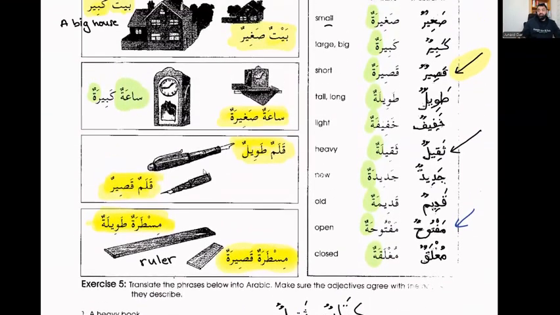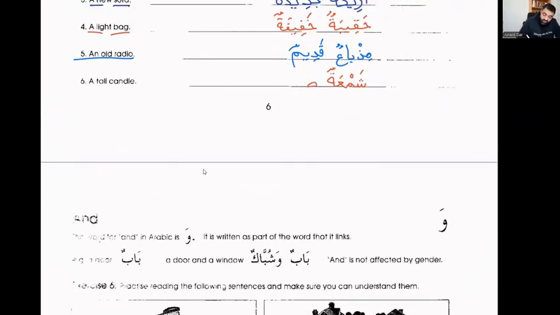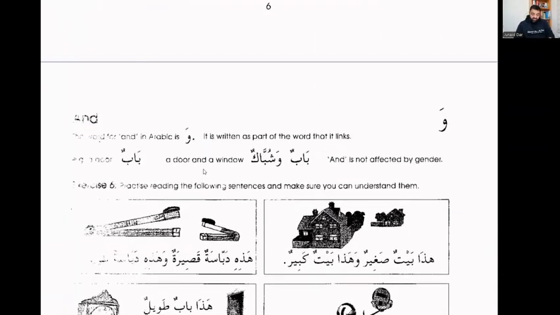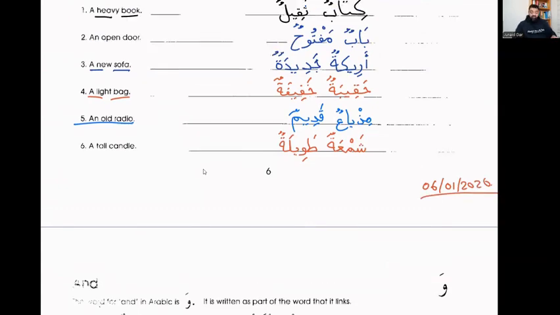Let's get the right one. طويلة. Excellent, mashallah. Okay, so tawilatun. Okay, mashallah, it's very, very good. I'm very happy with that. We will not start a new subject. We'll pause it there. I'm going to put the date here, 06/01/2026.